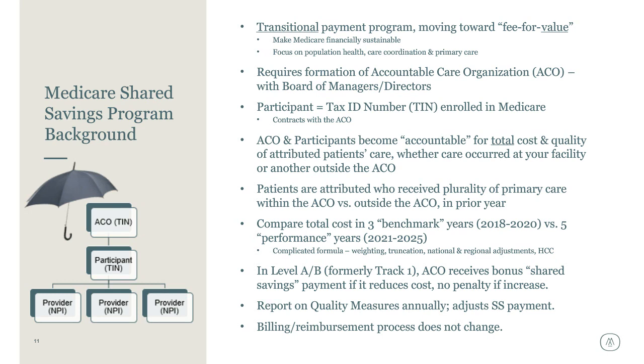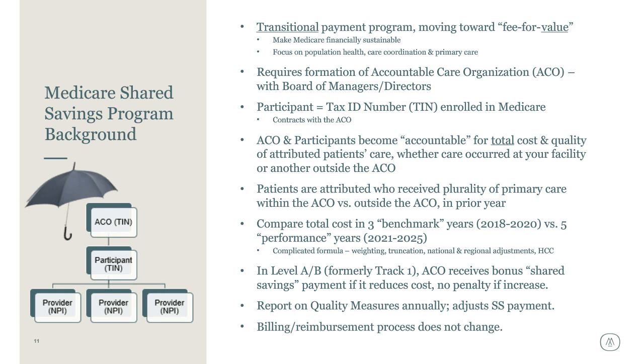The idea is that the ACO and its participants, everybody who is under this umbrella together, becomes accountable for the total cost and quality of their attributed patients' care, and that is whether the care is occurring inside the ACO or outside of the ACO. So in a sense, you start to take ownership of your patients, the patients that come to you for primary care, and think about, wow, what is the total cost of this patient's care and how can we help manage that?